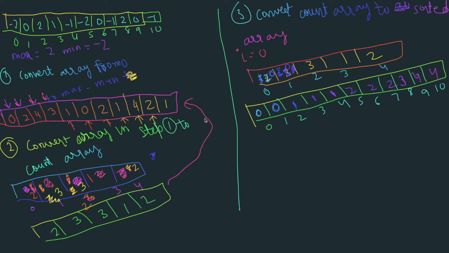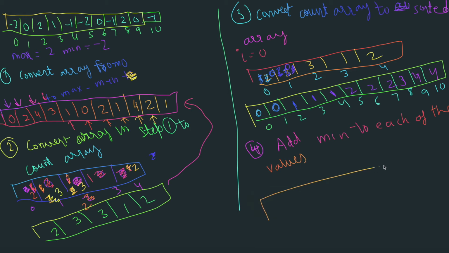Okay, next the fourth step to get the sorted array back, the original sorted array, is that we add min to each of these values. Add min to each of the values.